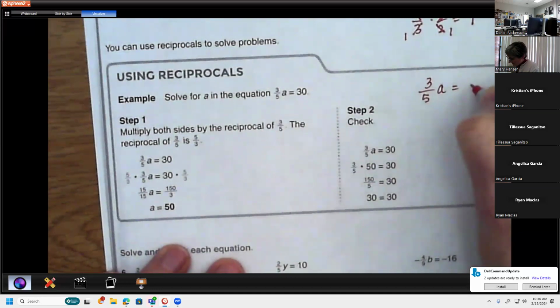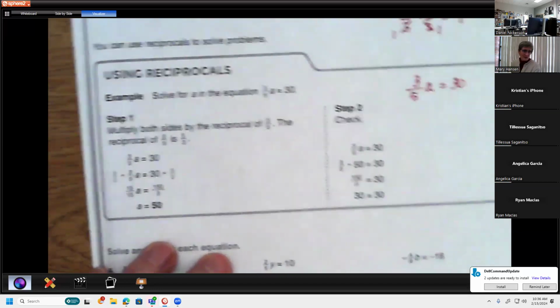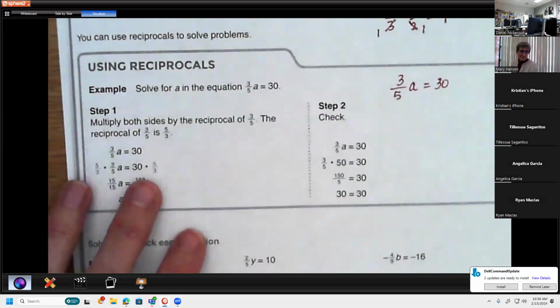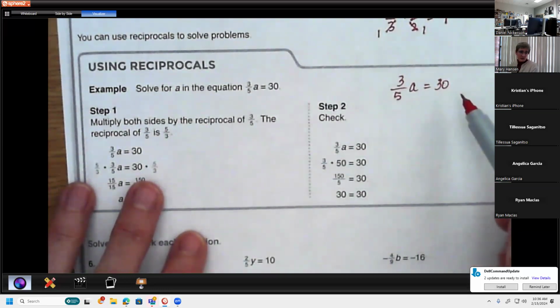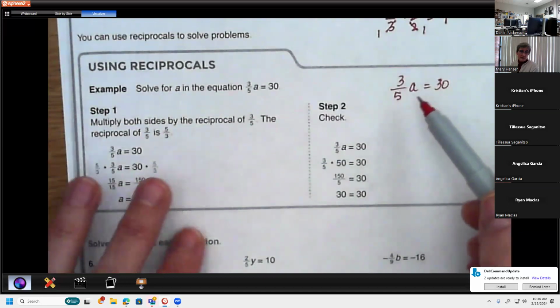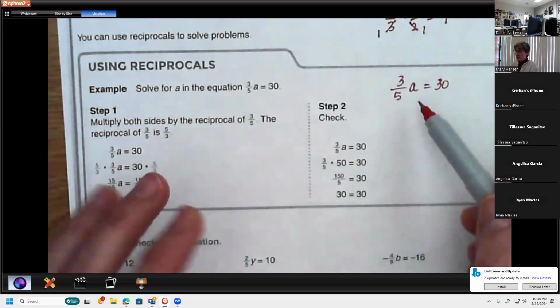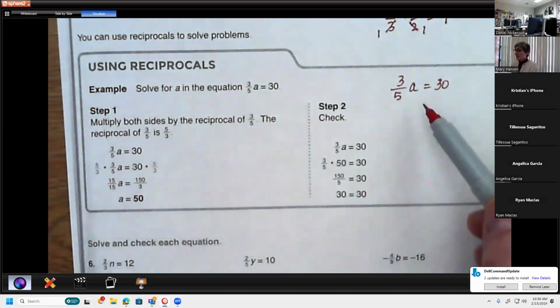Now I know nobody likes fractions, but we do have to know how to work with them. Okay. So this is saying 3/5 times A equals 30. So the fraction 3/5 times some number is 30. And this is where it's a clear example of you probably can't figure out what that number is off the top of your head.